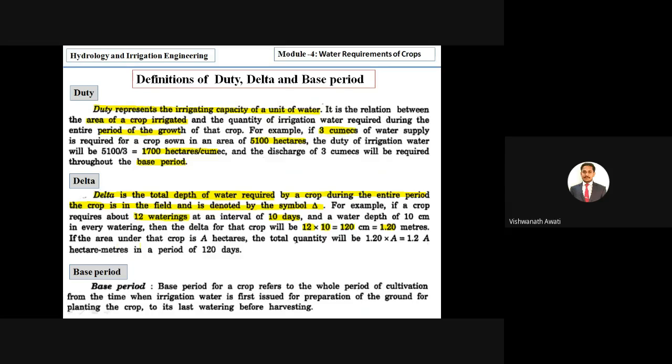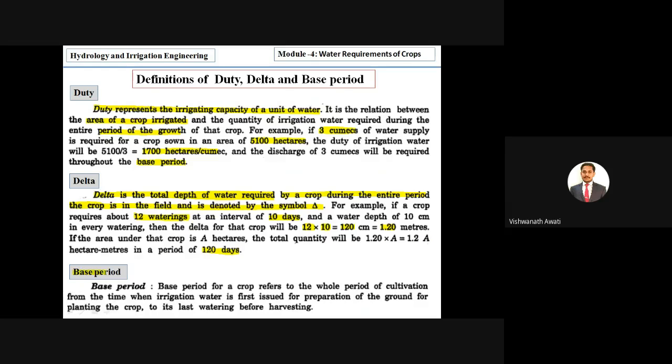Then if the area under the crop is A hectares, the total quantity will be 1.2 into the area, that is 1.2 into A hectare-meters in a period of 120 days. It is for only 120 days. Then you will get the relation 1.2 into A.